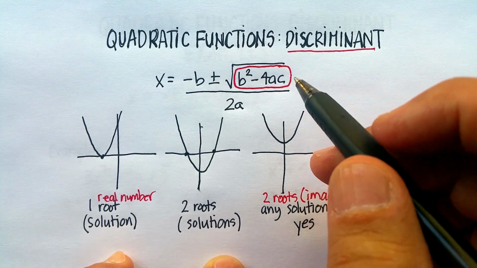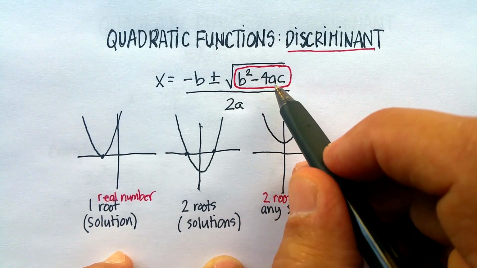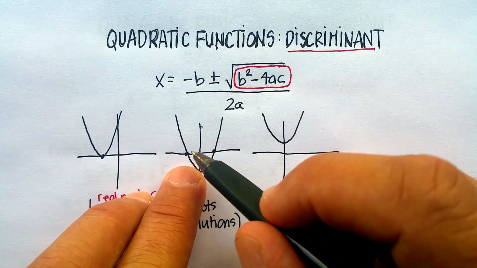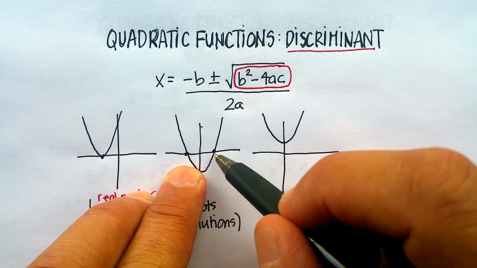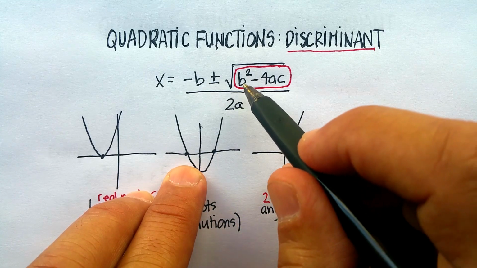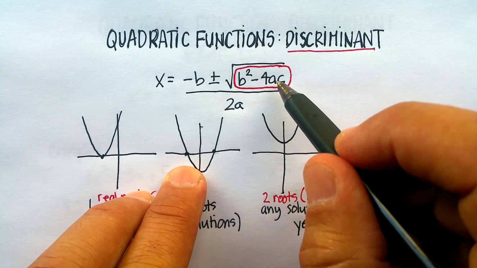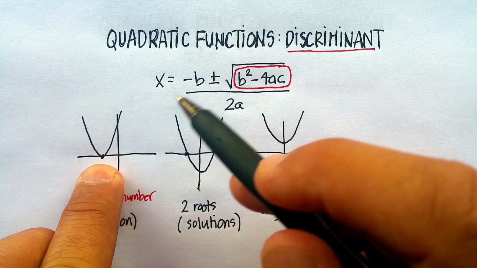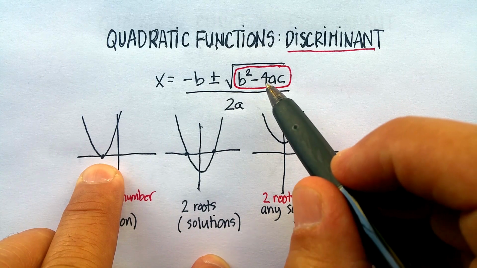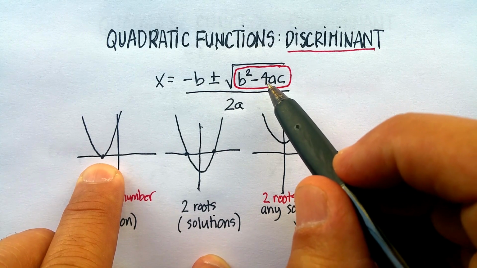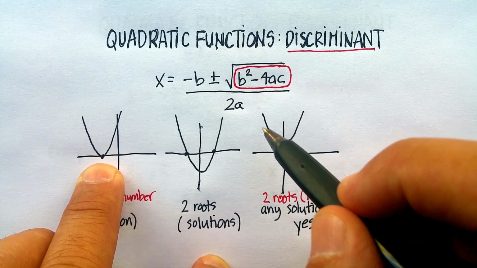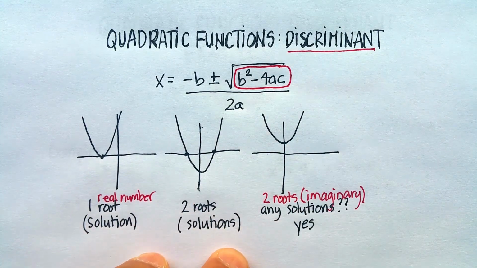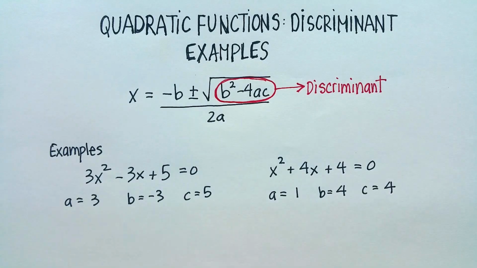Now, how does that work? Remember that if b squared minus 4ac, if you do a quick calculation, is greater than 0, then you're going to have 2 real roots. If b squared minus 4ac is equal to 0, then you're going to have 1 real root. And if b squared minus 4ac is less than 0, or a negative number, you're going to have some kind of a parabola that will not cross the x-axis at all. Okay? So now let's look at our two examples.